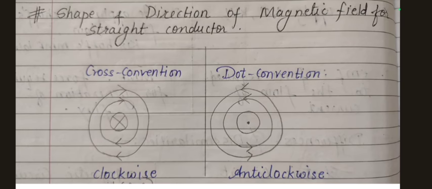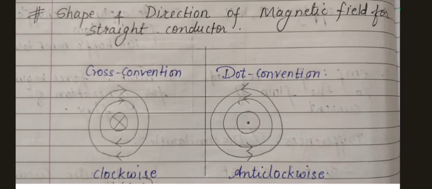Whenever a long straight conductor carries current, it is always surrounded by a magnetic field. The lines of force form concentric circles in the planes which are at right angle to the conductor, and the direction of lines of force depends on the direction of current. Then you can make the diagram, like a plane of paper is there and a conductor is there in between, and you can show the current is moving in clockwise direction or anti-clockwise direction. Then you have to show this cross convention and dot convention. This is very important.